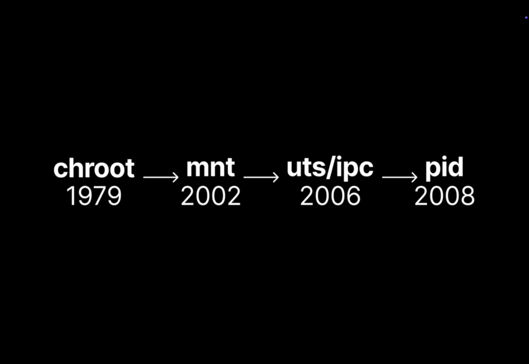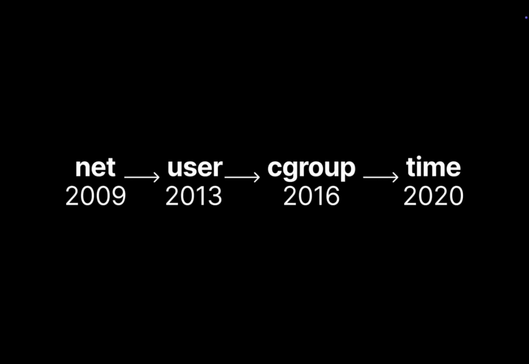In 2002, Linux developers began adding namespace support to the kernel. The first namespace, mount namespace, appeared in kernel 2.4.19, but it took until 2013 for all the pieces to come together, with user namespaces, and the latest addition, time namespace, landed in kernel 5.6 in 2020.